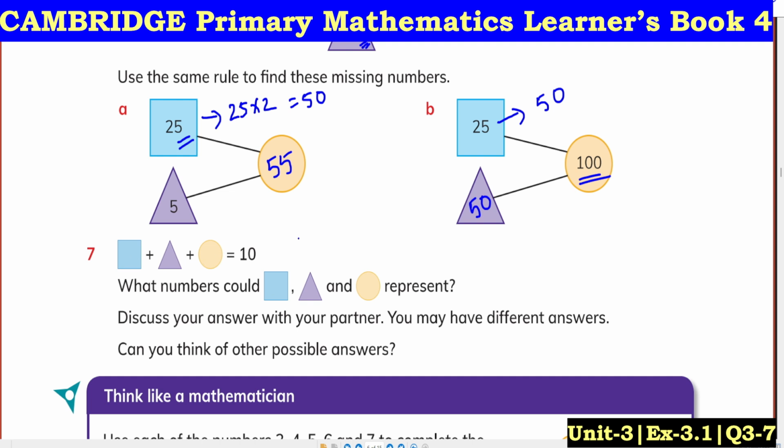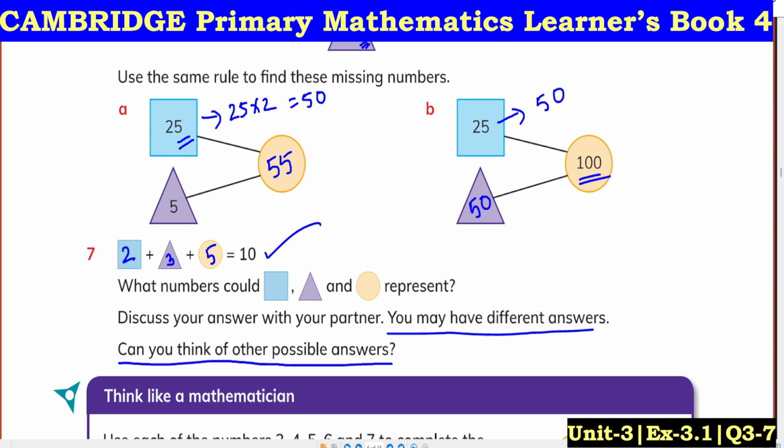Question 7. Here is a square, triangle and circle. Once we make the summation, we will get 10. So what numbers could the square, triangle and circle be? Any 3 numbers that sum to 10. For example, square can be 2, triangle can be 3 and circle can be 5, and finally 2 plus 3 plus 5 equals 10. Very simple. This number can be different, as already mentioned here. You may have a different answer.